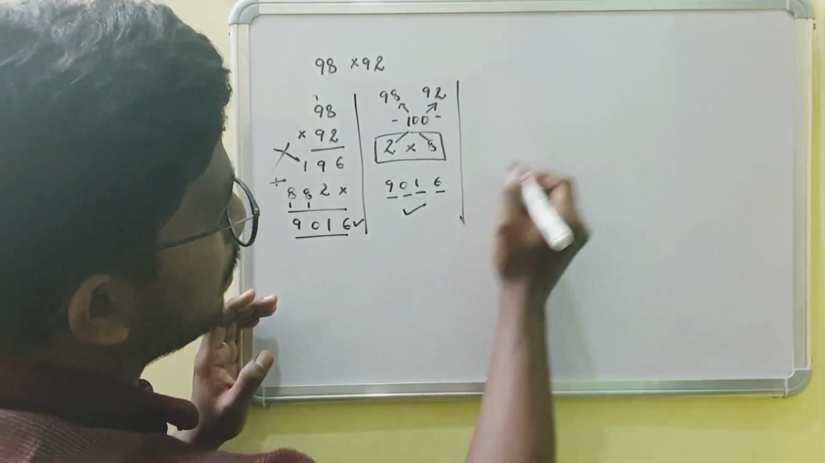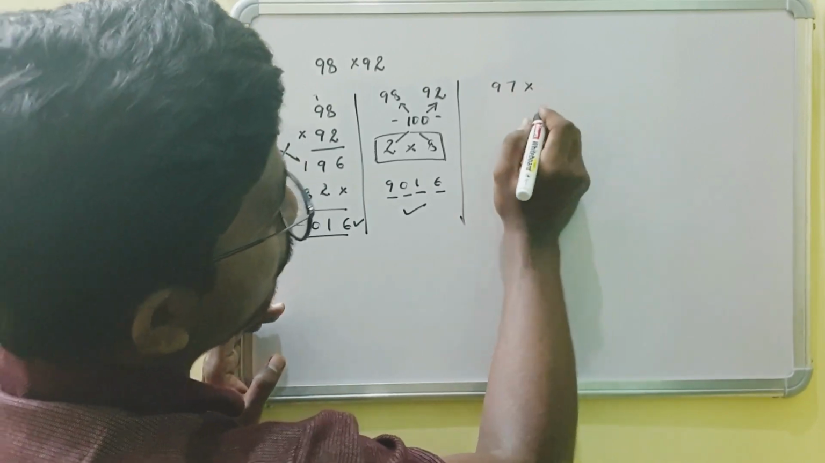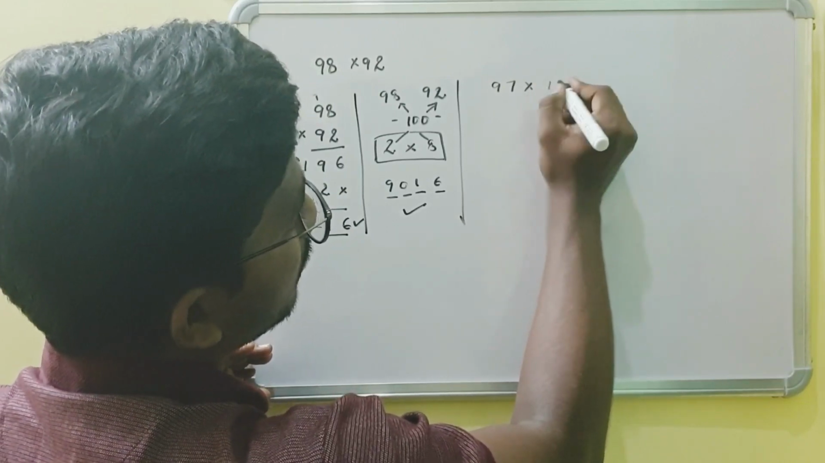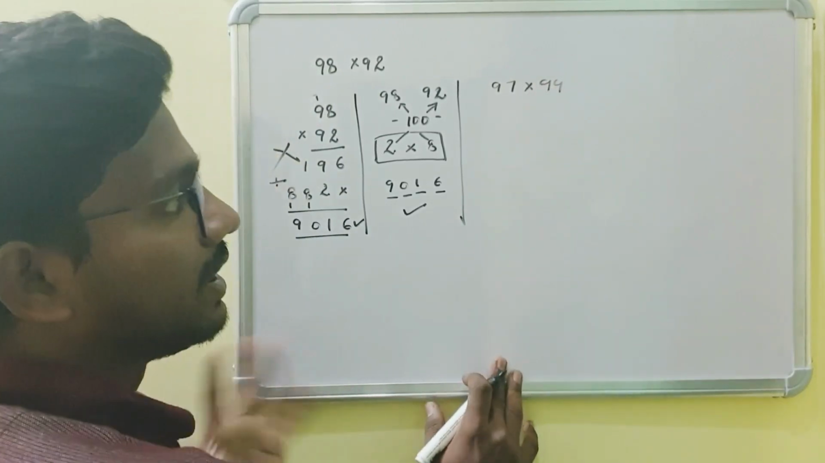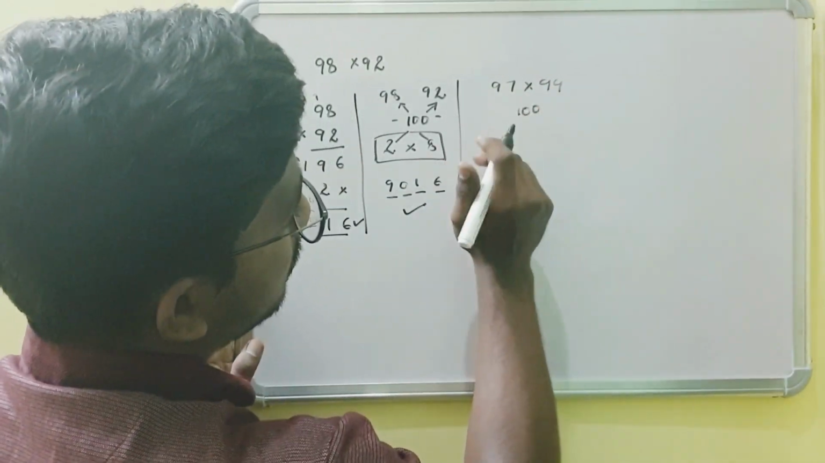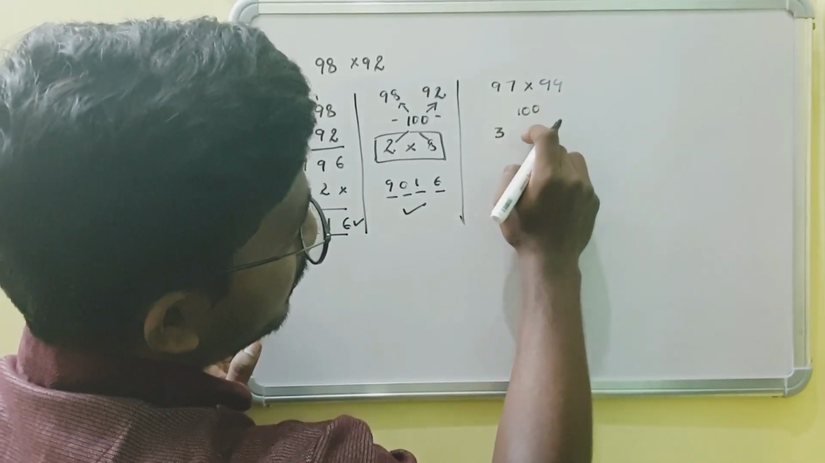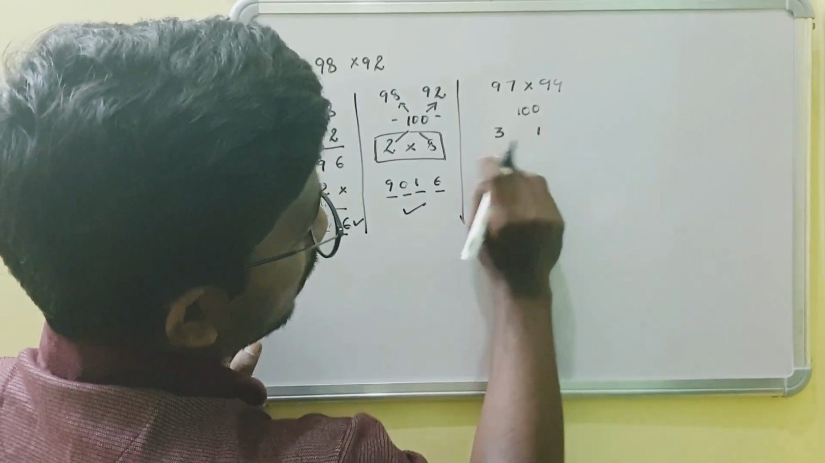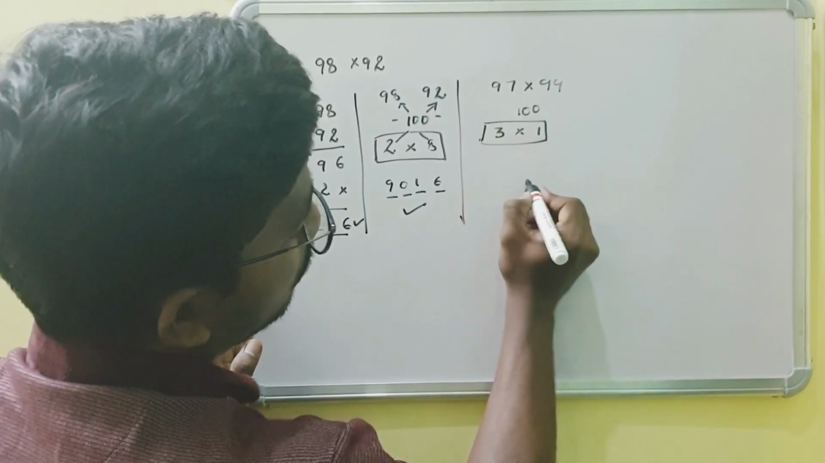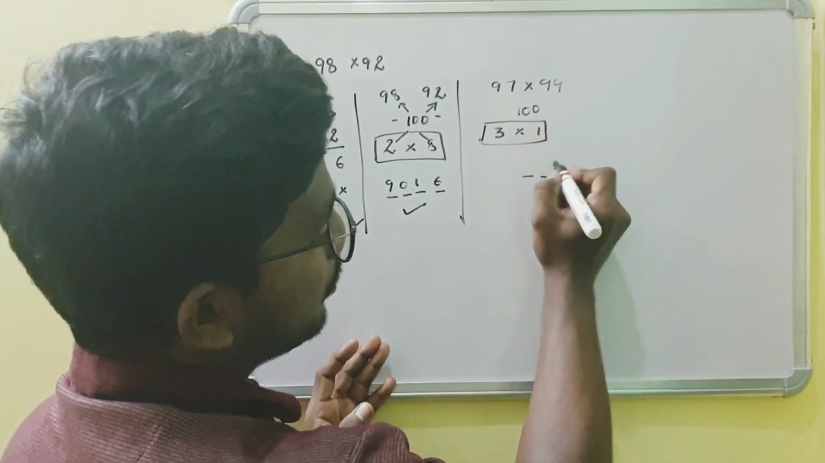Let us solve another example. 97 into 99. Here, I will take 100 as the common number, and I subtract 97 from 100 to get 3, and 99 from 100 to get 1. After obtaining the differences, multiply those two differences to get the last two digits of the required value. So here what I get is 3.